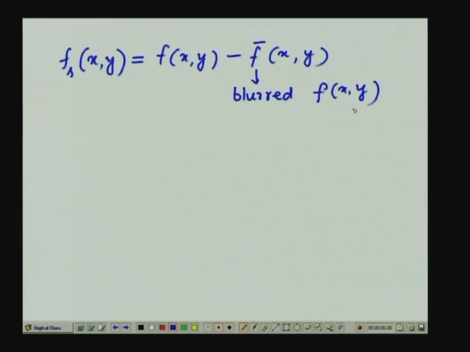So, this f_bar(x,y) is nothing but a blurred version of f(x,y). So, if we subtract the blurred image from the original image, what we get is the details in the image, or we get a sharpened image. So, this f_s(x,y) is the sharpened image. And this kind of operation was known as unsharp masking.